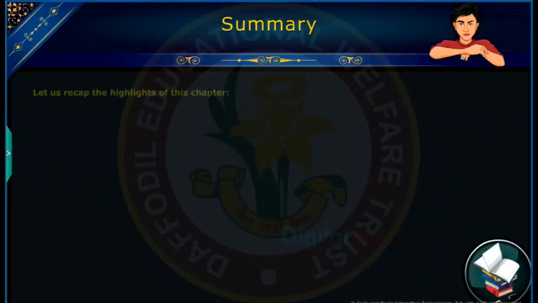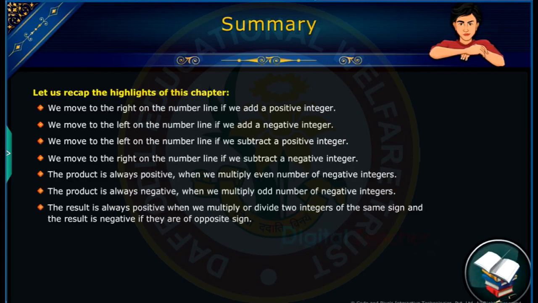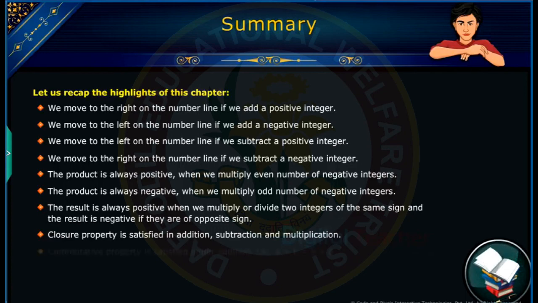Summary. Let us recap the highlights of this chapter. We move to the right on the number line if we add a positive integer. We move to the left on the number line if we add a negative integer. Closure property is satisfied in addition, subtraction and multiplication. Commutative property is satisfied under addition, that is, a plus b is equal to b plus a.